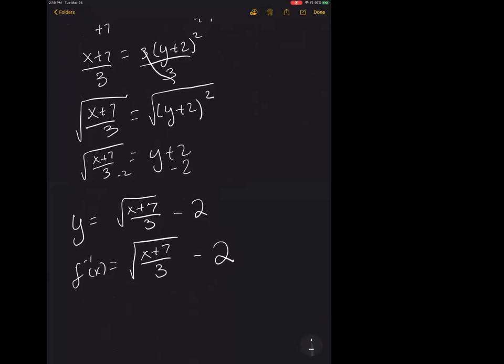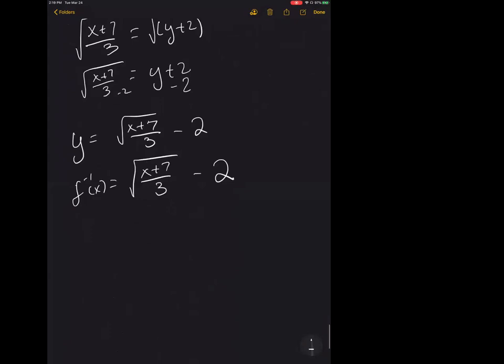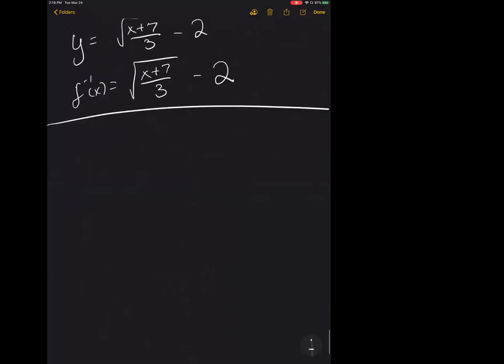All right, last example for the day. The hardest problem, and the one that gives students the most issues, is when you have a fraction. Let's say I have f of x is equal to x plus 3 divided by x minus 7, and I want to find the reverse of this function. I want to find the inverse of this function.